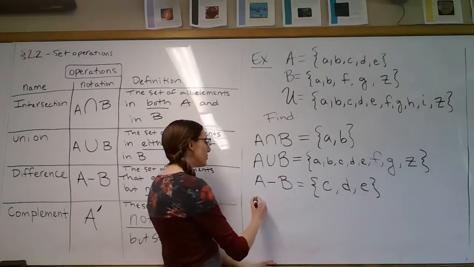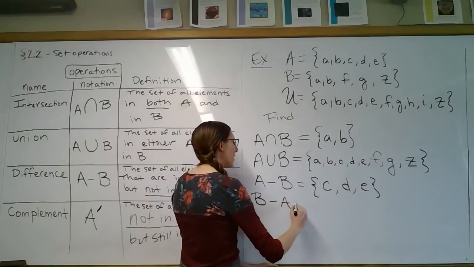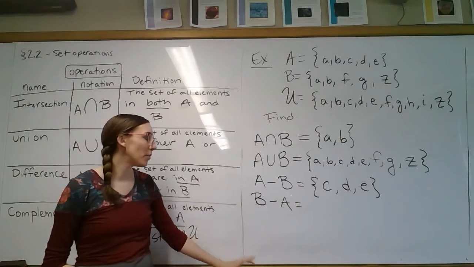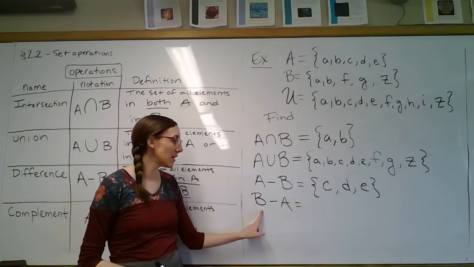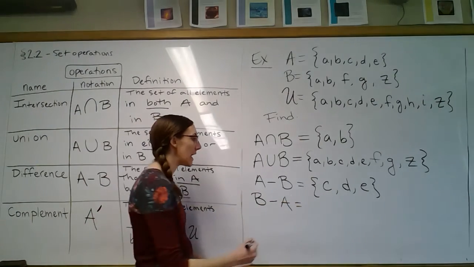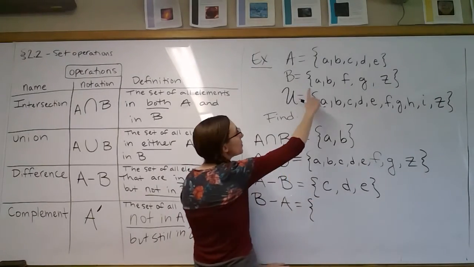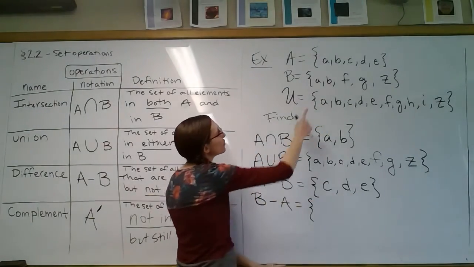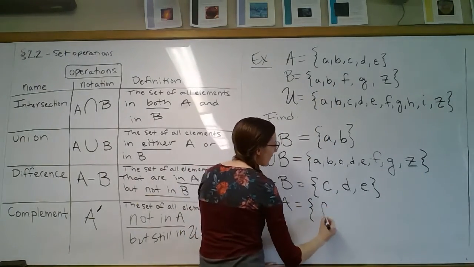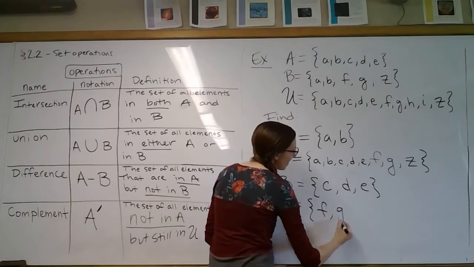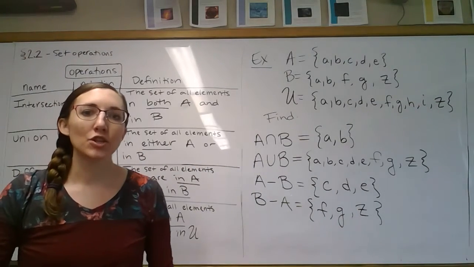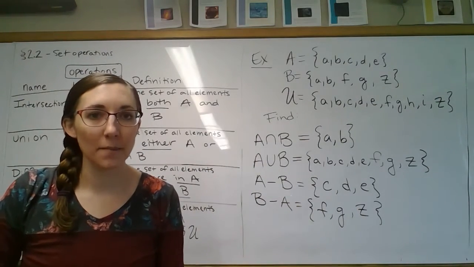I could, notice, do the other order, and I would get a very different result. B minus A would now be keep the things in B, getting rid of anything that's in A. So it needs to be in B, but not in A. So we're going to look at it in the other order. We'll read the list of B and figure out what to keep. Do I keep A? No. Do I keep B? No. Do I keep F? Yes. G and Z. So those would be my two difference sets.